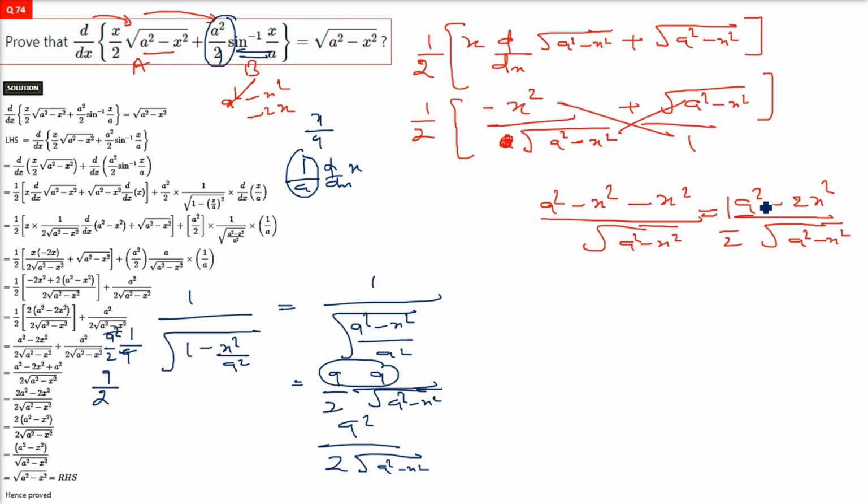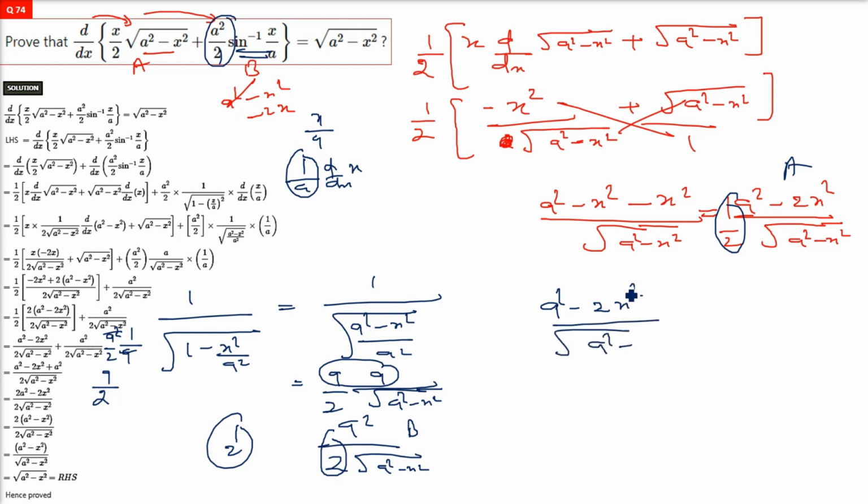Now let us combine it with A. We have to just add them. So this is A's solution, this is B's solution, which I indicated earlier. So we'll add them. Both have 1 by 2, so 1 by 2 I am taking outside. Adding now: a square minus 2x square by under root a square minus x square. And then we have to add it with a square by under root a square minus x square. Since the denominators are the same, we can just combine the numerators.